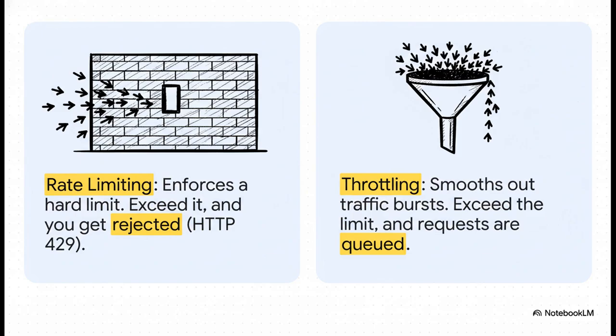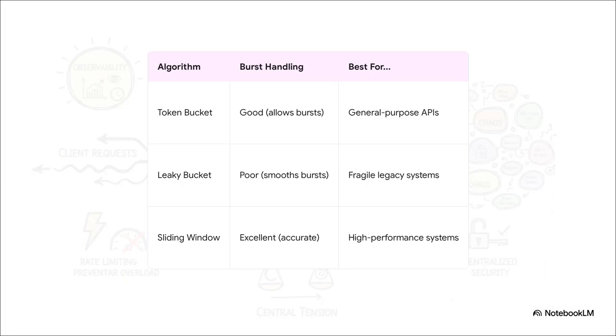Now, people often mix these two terms up, but there's a really important difference. Rate limiting is a hard wall. You get, say, 100 requests a minute. The moment you hit request 101, you get rejected. End of story. Throttling is different. It's more about smoothing things out. It handles bursts by maybe queuing or delaying extra requests, so the backend always gets a nice, steady flow of traffic.